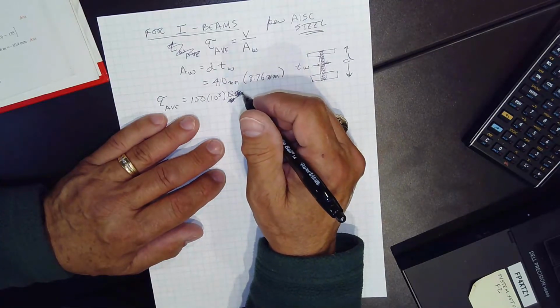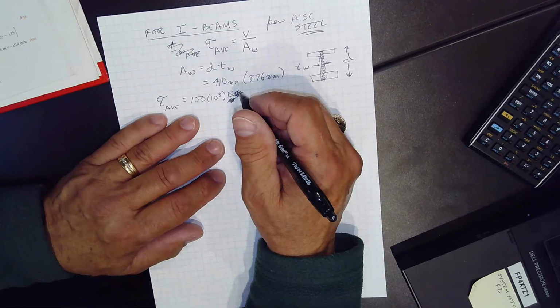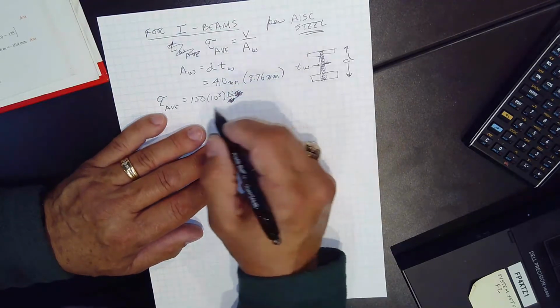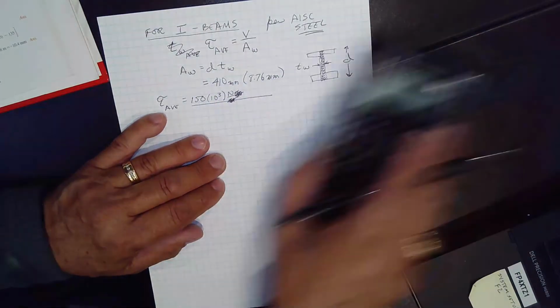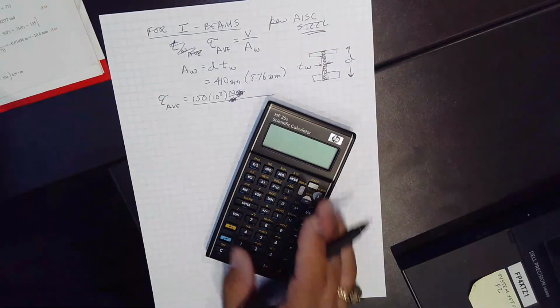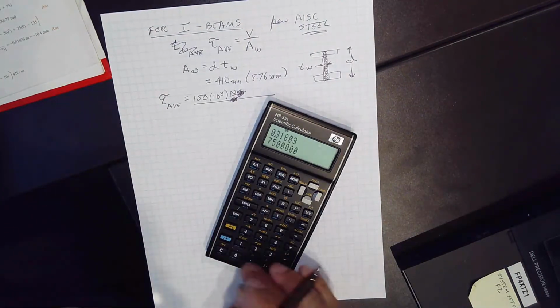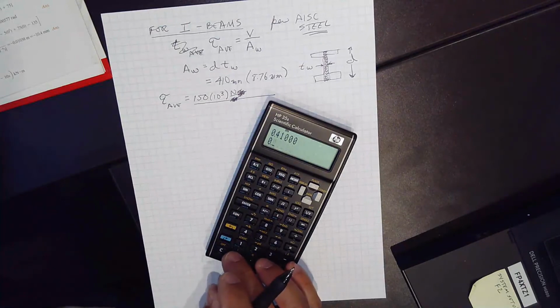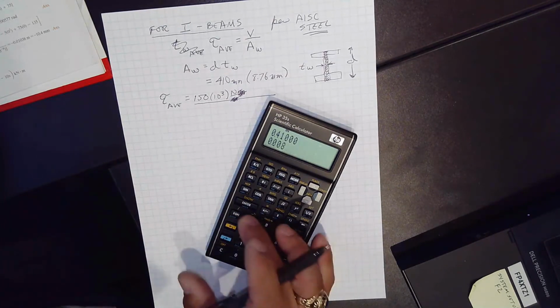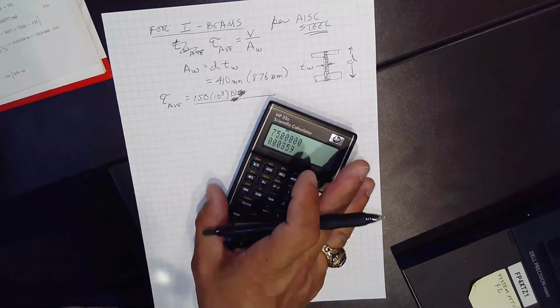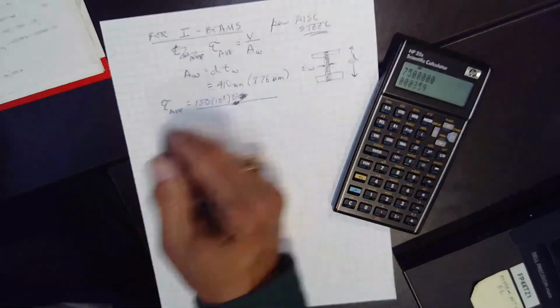And we're going to divide that by TWB, or the area. So the area, let's put that into meters. So that's going to be 0.41 times 0.00876. So the area is 0.00359 meters squared.